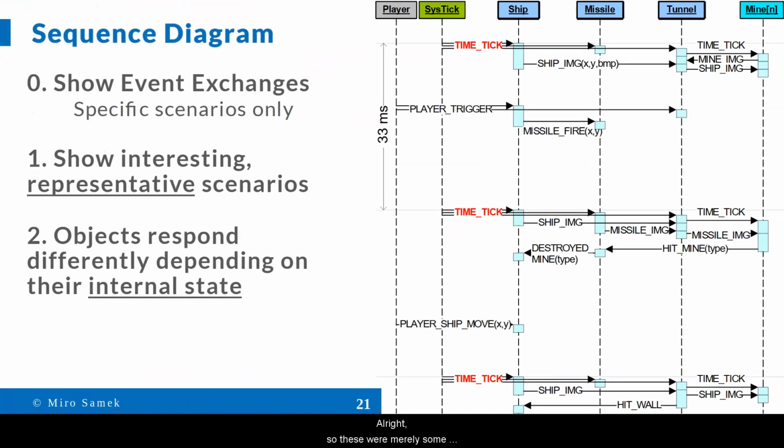Alright, so these were merely some selected scenarios from the game, but I hope that this much of explaining a sequence diagram gives you a big picture of how the application works. More importantly, you should start getting a general idea about the thought process that goes into designing an event-driven system with active objects and events.